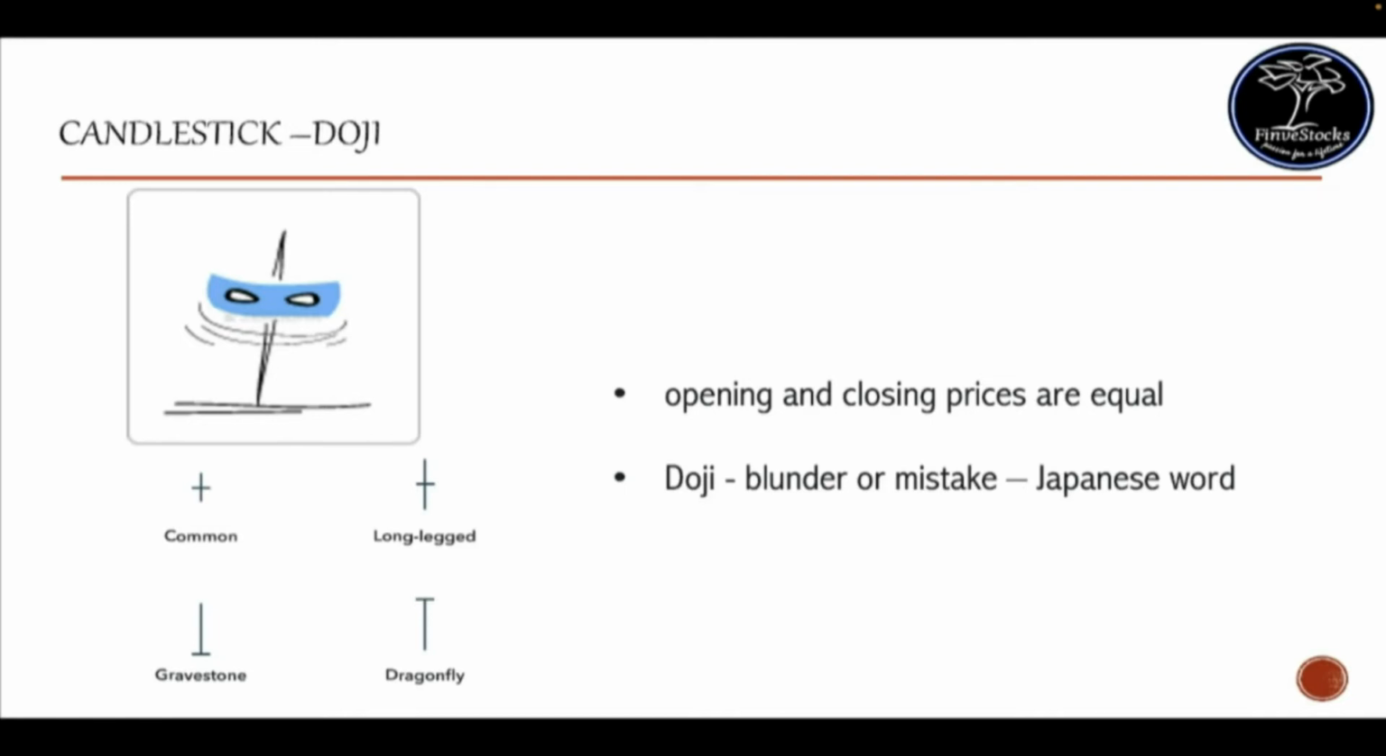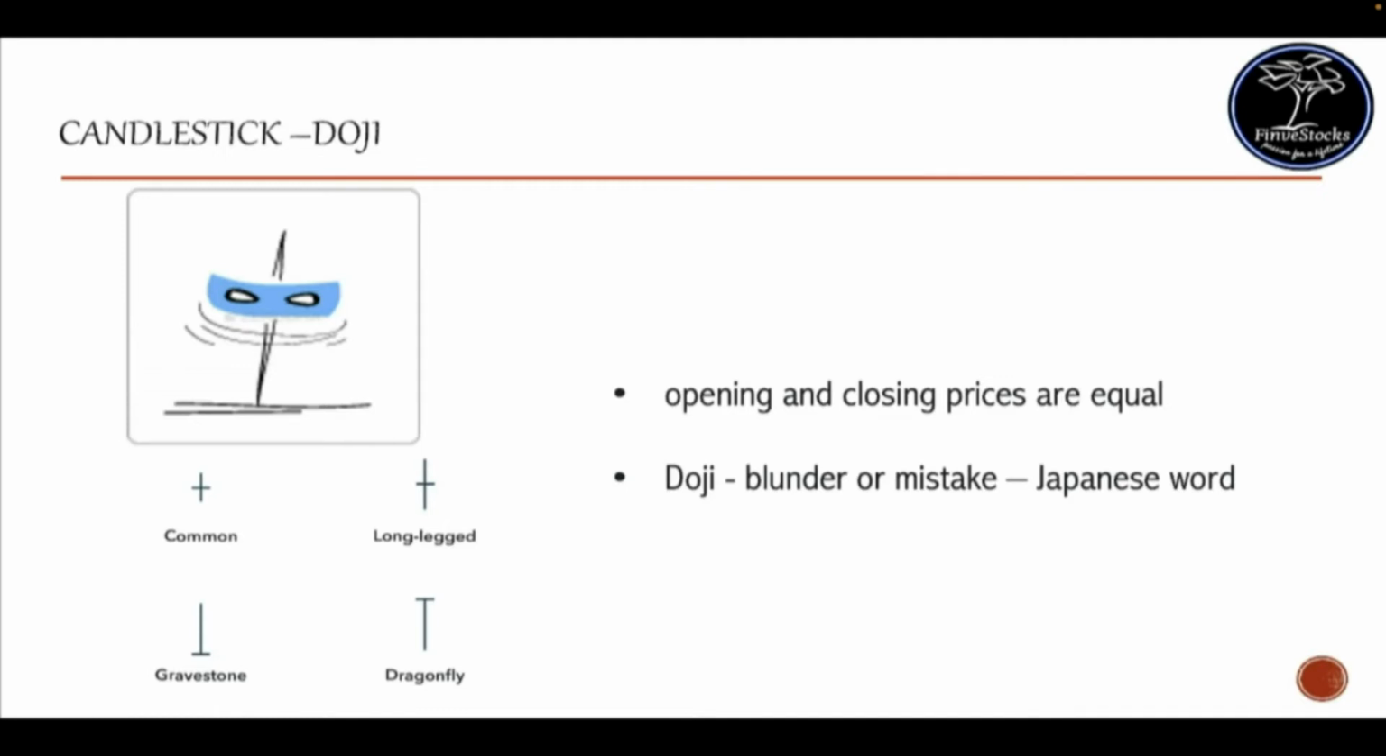And if it is a straight line, that is a perfect doji, then the opening price is exactly the same as the closing price. A doji is a candlestick where the opening and closing price are equal. Doji in Japanese means blunder or mistake because the opening price and closing price can't be the same. If it happens, that is a mistake. That is why it is called a blunder or mistake candle, that is the doji candle.